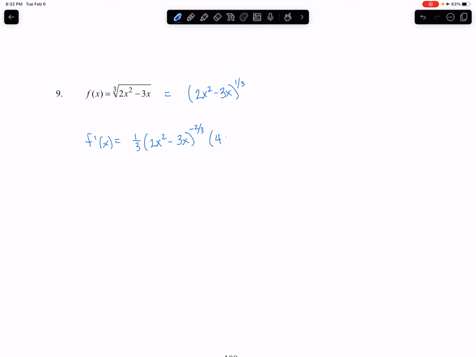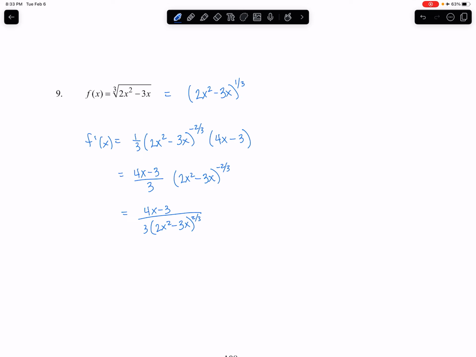Derivative of 2x squared is 4x. The derivative of 3x is 3. So we have 4x minus 3 over 3 times 2x squared minus 3x to the negative 2/3. Now let's put that 2x squared minus 3x in the denominator, so that way the 2/3 power becomes a positive exponent. So we have 4x minus 3 over 3 times 2x squared minus 3x to the 2/3 power.